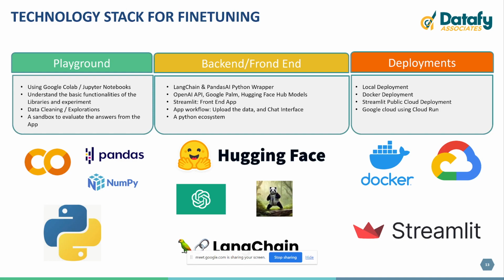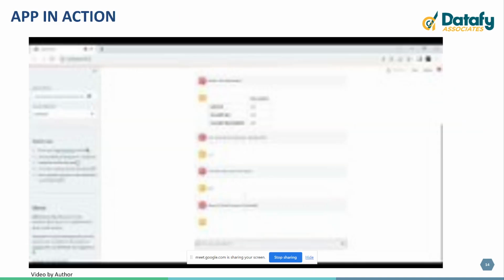In this case, you can use the OpenAI API, Google Form, Hugging Face Hub models, or any other models you have access to. For the front end, we are going to use Streamlit. Streamlit gives us a quick interface to develop chat apps. For deployment, you can do a local deployment, a Docker deployment, Streamlit public cloud, or Google Cloud. So these are the technologies we are going to use in developing the chat app.